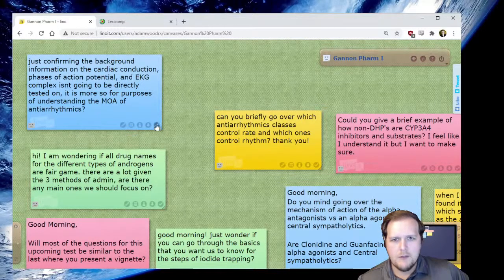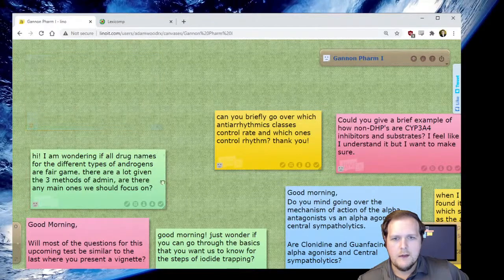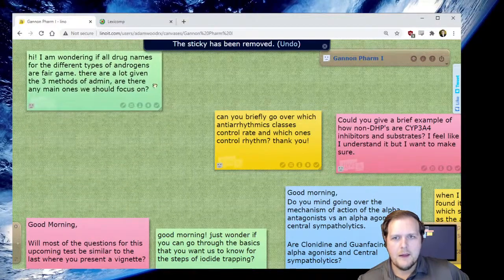That doesn't really apply to our purposes here. I want to focus on the medications. Someone said, I'm wondering if all drug names for the different types of androgens are fair game. There are a lot given and three methods of administration. Are there any main ones we should focus on?